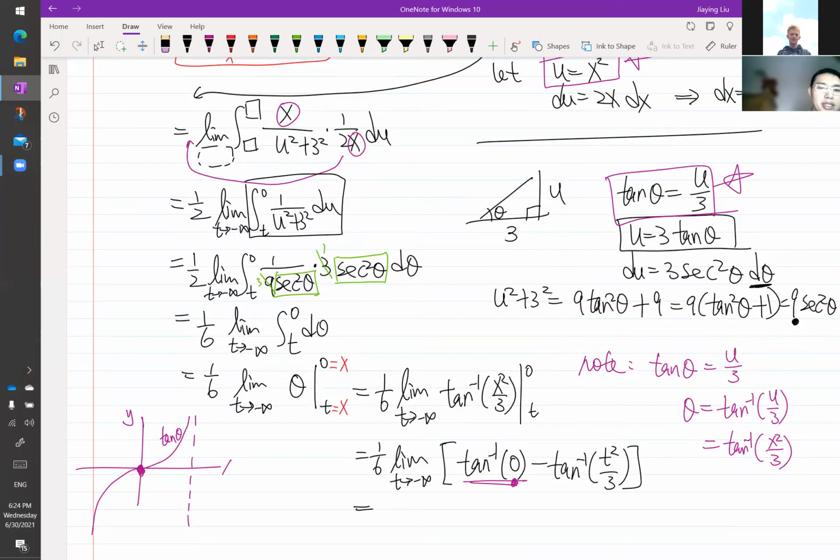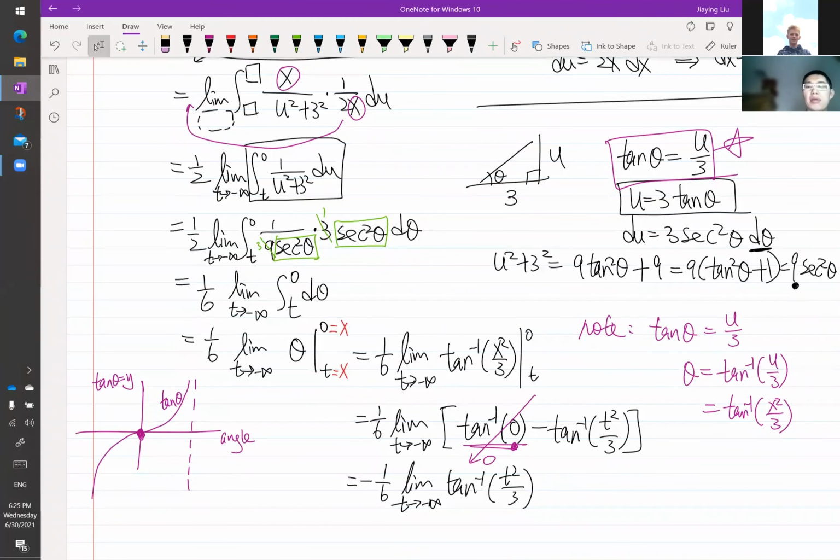In this case, the x is not x, it's really theta or some variable for that matter. So this is the angle. This is the tangent theta value. So this part becomes a 0. The other part, I have a t, so let's do that next. So we got 1/6 limit t going to negative infinity of negative inverse tan. I'm going to bring the negative outside. Inverse tangent of t squared over 3.